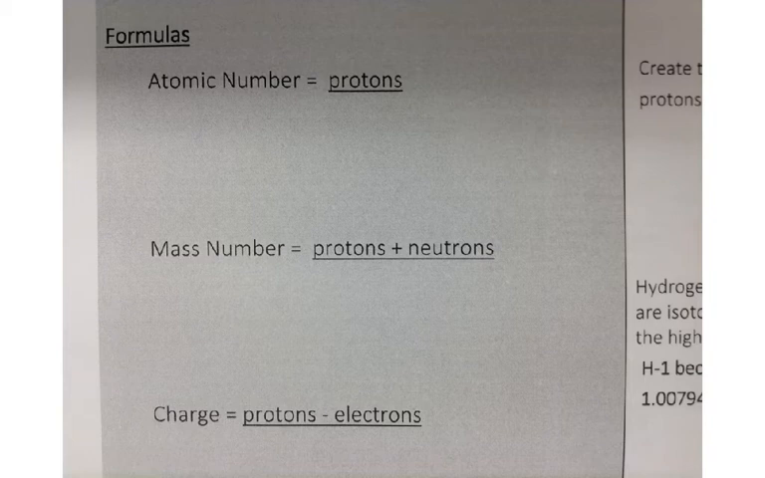The atomic number, okay, is equal to the protons. Always, always, always. So if I tell you the atomic number of lithium is 3, I am literally telling you that its number of protons is 3. If I tell you that it has 10 protons, you're going to look up the element with an atomic number of 10 to figure out what the element is. Okay, because protons always equal your atomic number.